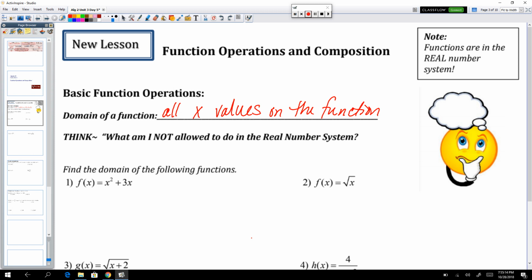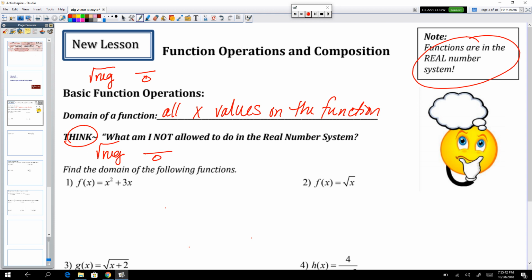Now, the two rules that we're going to be looking at are the following. We can't take the square root of a negative, and we can't divide by 0. Those two things are our limitations because functions are in the real number system. And remember, square roots of negatives are imaginary numbers. So we need to think about what I am not allowed to do in the real number system. Square roots of negatives are no-nos, and dividing by 0 is a no-no.